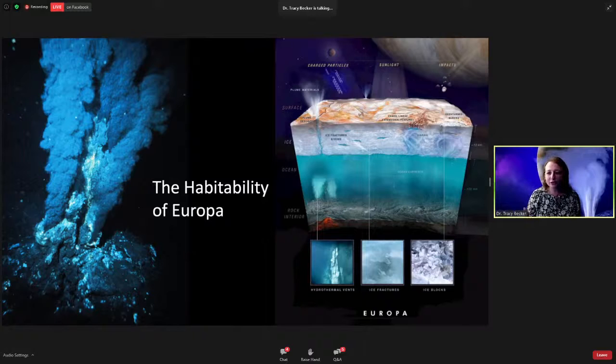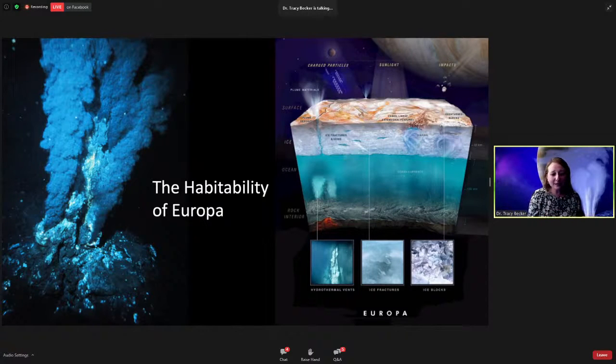On the right, you can see maybe an idea of what we think we're going to see when we get there with Clipper. This is what we sort of picture is the inside of Europa, but you know what? We don't know. There is so little that we know, and my guess is that when we get there, it's going to just completely surprise us. There's going to be so many guesses and surprises and things that we never even thought of.